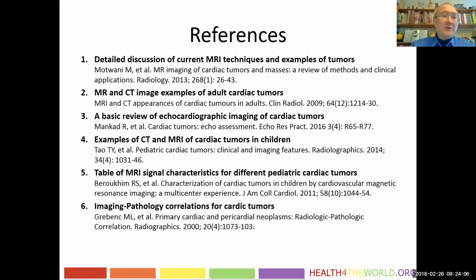Now, because there's just so much material, I include for you here a reference list. As someone who's learning this, there are never too many pictures to look at, just simply because there are so many different types of cardiac tumors, and each tumor can present in so many different ways. So I list for you a list of references, some of them pertain to pediatric applications, and some of them pertain to adult disease. So by all means, have a look at them.